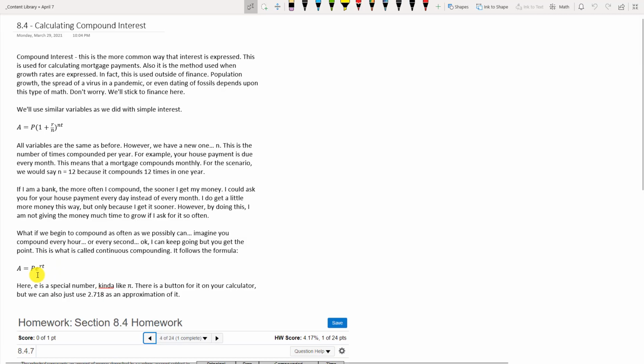And e is a special number that's a button on your calculator. It's kind of like pi in that it has this strange definition to it. Kind of like pi is the circumference divided by the diameter of a circle. e is this number where we let n get really large here. And this wants to make it go to 0. This wants to make it go to infinity. And they fight against each other, and they result in this number, 2.718 is our approximation of it.